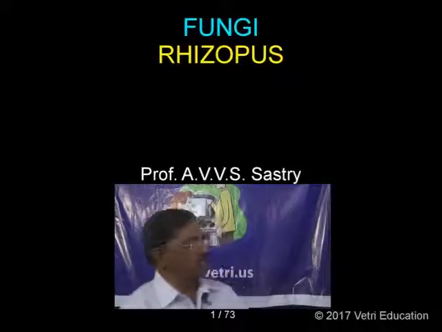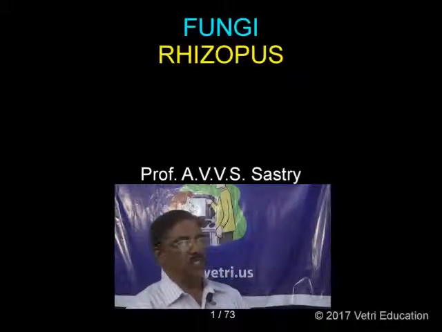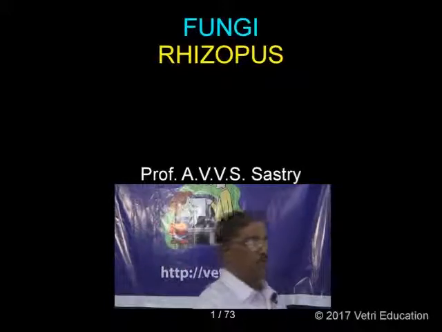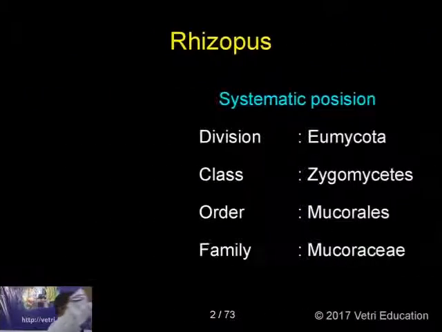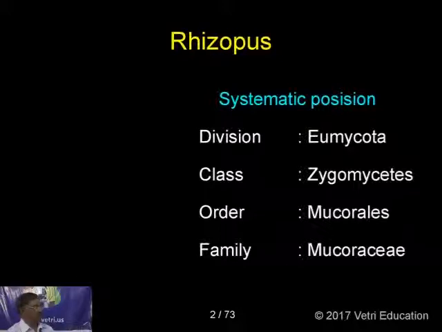When studying any form, you have to see the systematic position. Actually, what is the position of this fungus? Division Mycota, class Zygomycetes, order Mucorales, family Mucoraceae. This is the systematic position of the fungus Rhizopus.